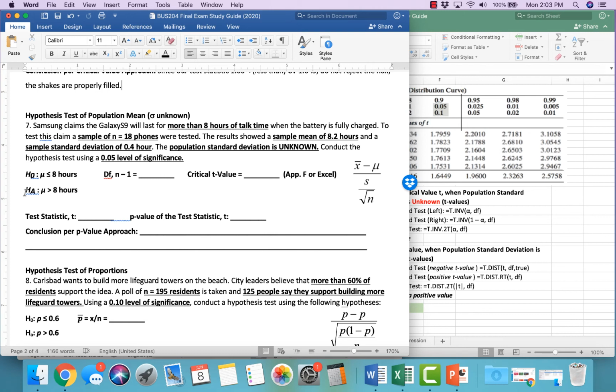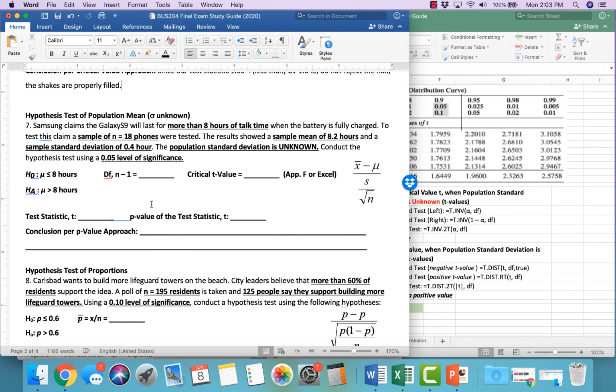So over here on the left is our null and alternative hypotheses, and I will look at the alternative statement and we can see that it says greater than. So this is an upper tail test. The other way I can tell is in our story, it said more than 8 hours of talk time. So more implies greater than. So we're working with an upper tail test. When in doubt, look at the direction of the arrow and it will point to the tail you want to be working in. In this case, this greater than points to the right. So we're working in an upper right tail test.